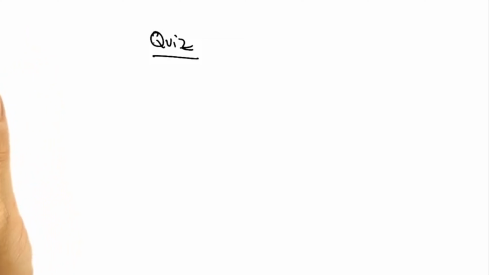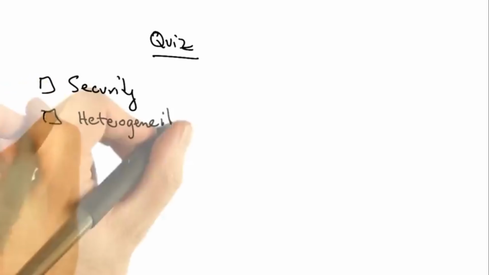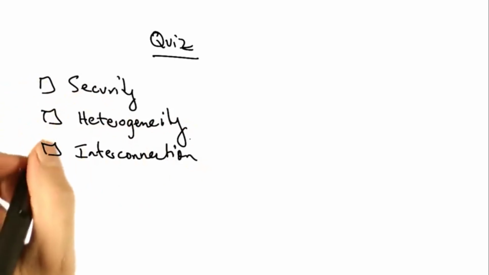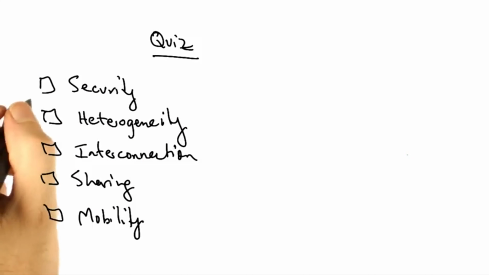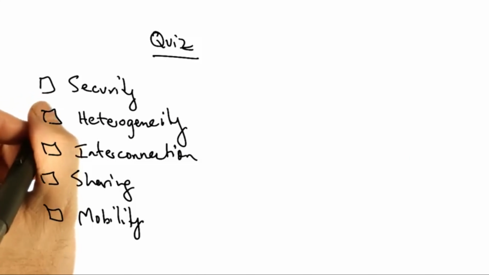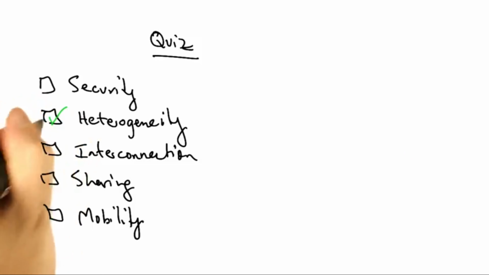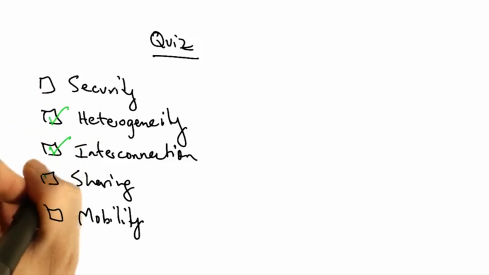So as a quick quiz, can you quickly check all of the design goals in the list that were mentioned in Clark's original design goals paper? Security, support for heterogeneity, support for interconnection, support for sharing, and support for mobility. Clark's original design goals paper mentions the need to support heterogeneity, interconnection, and sharing.